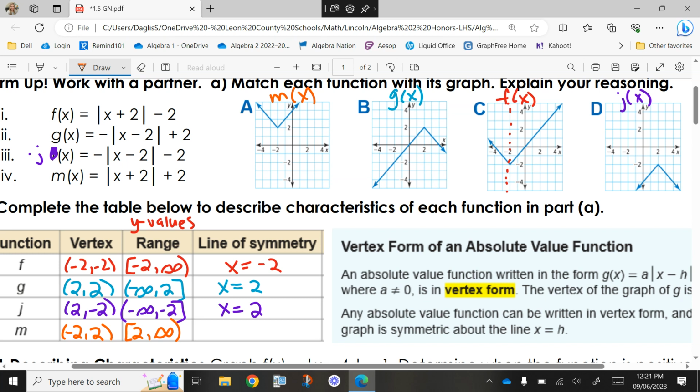And line of symmetry? X equals -2. Good. So what relationship do you notice with the vertex and the ranges for all of these? I don't care about flips, reflects, none of that. Just the actual vertex point and the range. What connection can you make between just those two pieces? One of the numbers for the vertex point is always in the range. Which one?